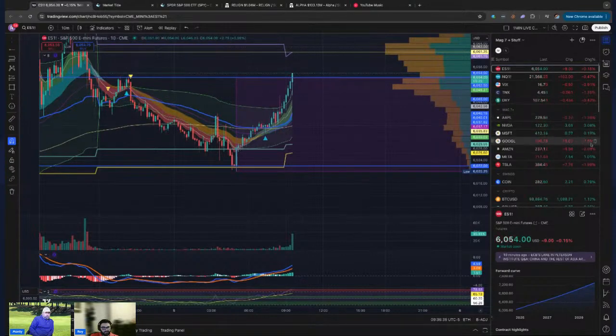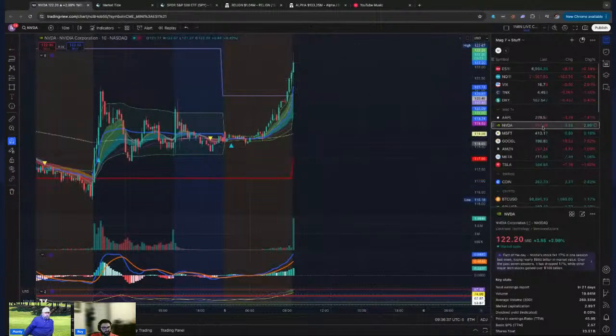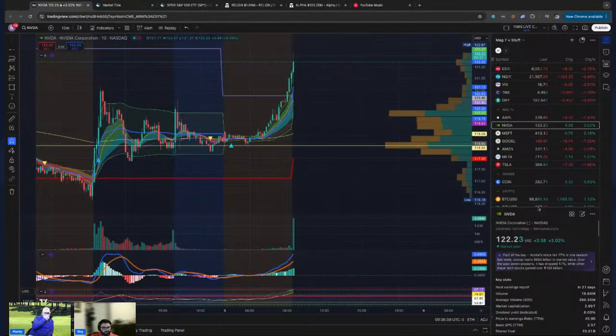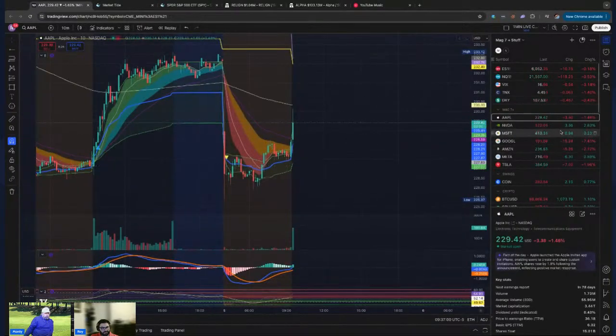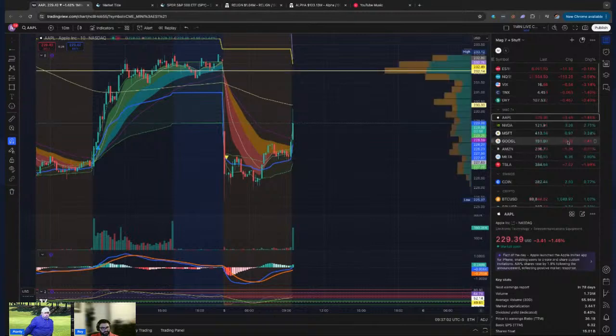Mag 7 is kind of a mixed bag. I mean, Nvidia's leading the charge, up 3% right now. They had news that SMCI is getting Blackwell products ready to sell, so that legitimizes that Blackwell's on its way to customers, which is obviously a big part of Nvidia's upcoming revenue push. You got Apple pushing higher, but still red on the day, down 1.5%.